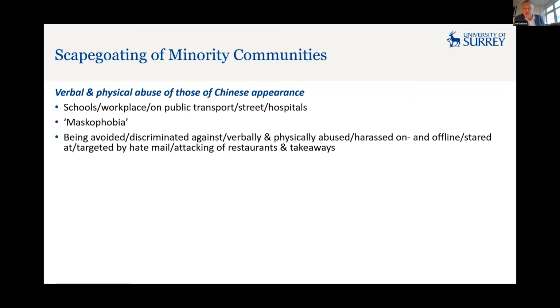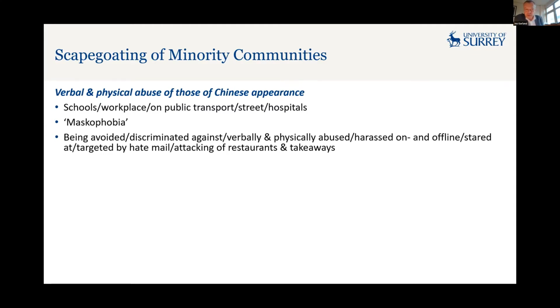Well, one thing that was apparent quite early on, and this is mainly culled from a number of news reports in the media about what was going on in January, February, March, April time of last year, was hate crimes directed against Chinese people or people of Chinese appearance. And these are quite well documented now. They're occurring, for example, in schools, in the workplace, on public transport, worryingly in places like hospitals, and public settings like streets as well.